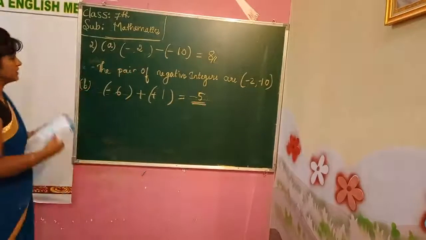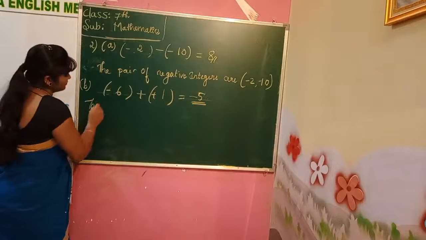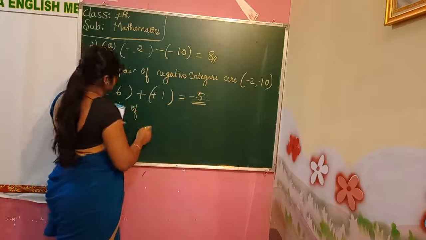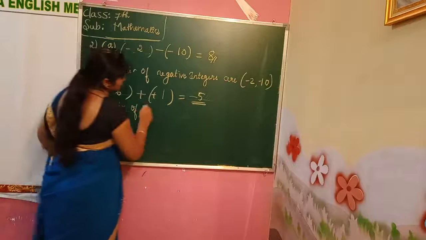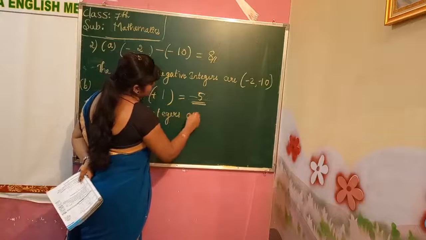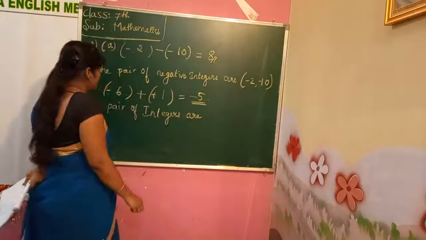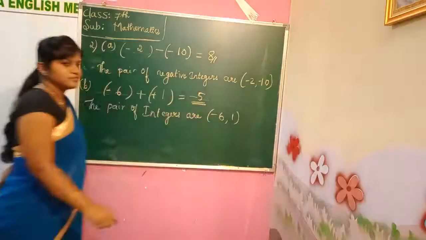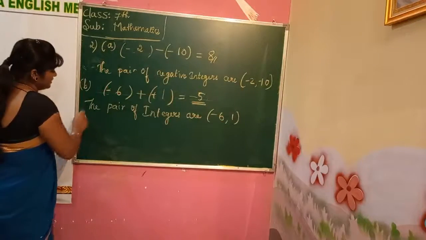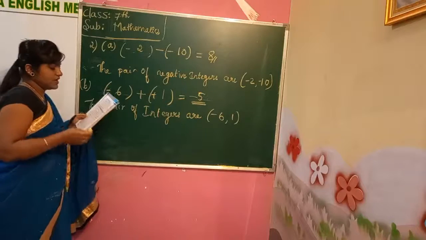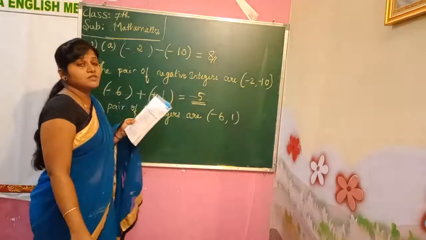Yes. Okay, the pair of integers are minus 6 and 1. Next one. Write a negative integer and a positive integer whose difference is minus 3.